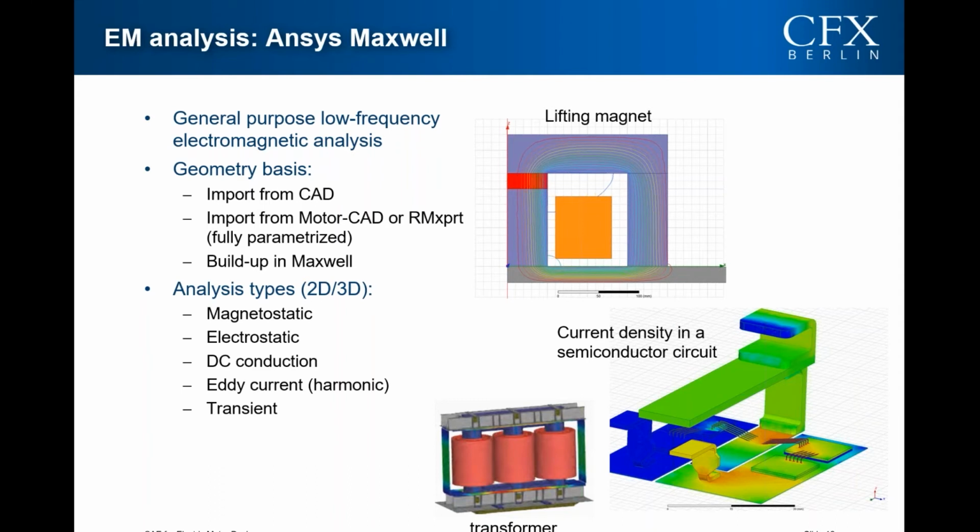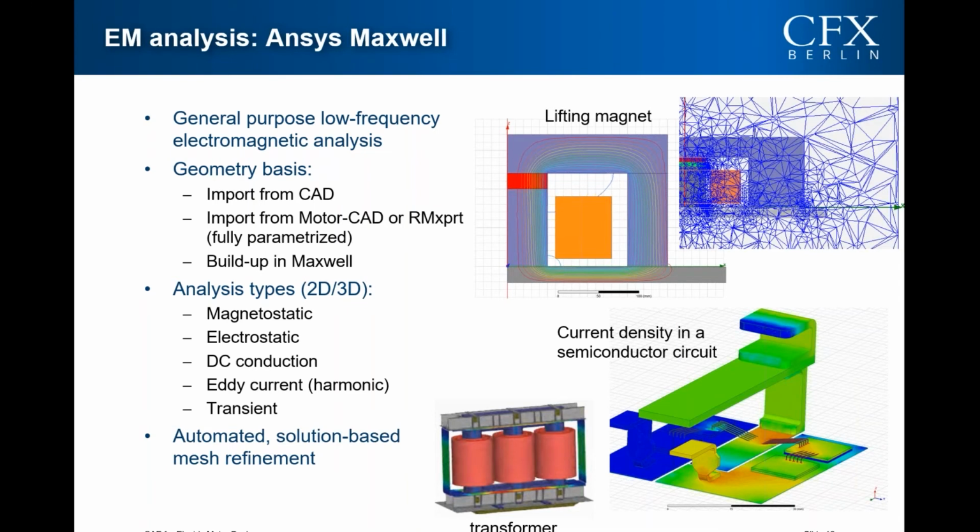When staying in 2D, typical calculation times for rotating machinery are half an hour up to a day, depending on the accuracy you want to achieve and the computer resources you have. Maxwell has an automated mesh refinement that is solution-based. The mesh is locally refined until the error in field energy is low.